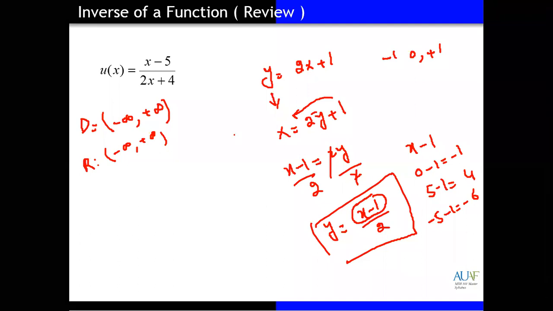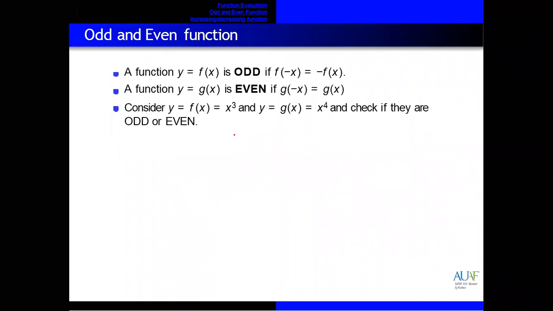What we have today is odd function and even function. What are odd functions and what are even functions? So very simple. You know even and you also know odd. Actually, first of all, even function.